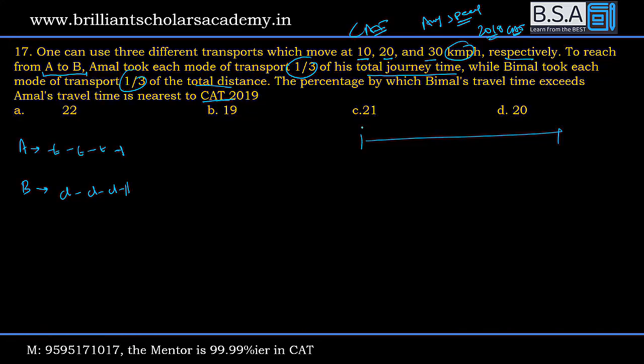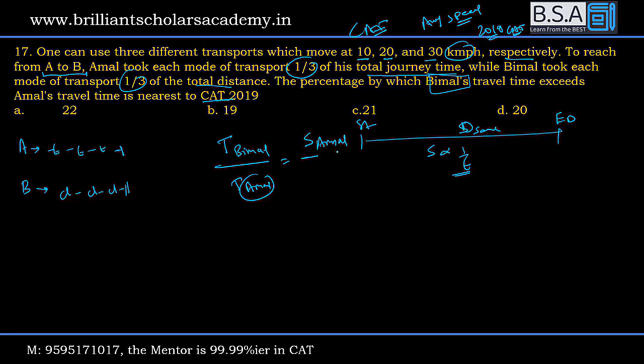The percentage by which Bimal's travel time exceeds Amal's travel time is, because they are both going from the same starting point to the same end point, their distances are same. So the speed and time are inverse. Be very careful. The percentage by which Bimal's time is exceeding Amal. So what I want is time for Bimal upon time for Amal. What will this translate into? This will be inverse of speed of Amal upon speed of Bimal.